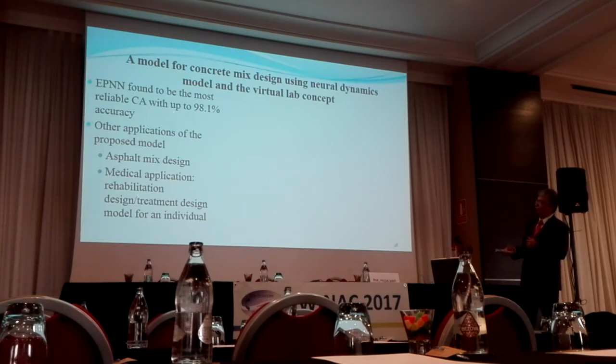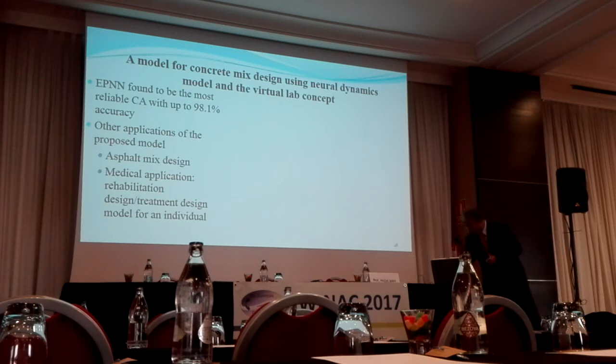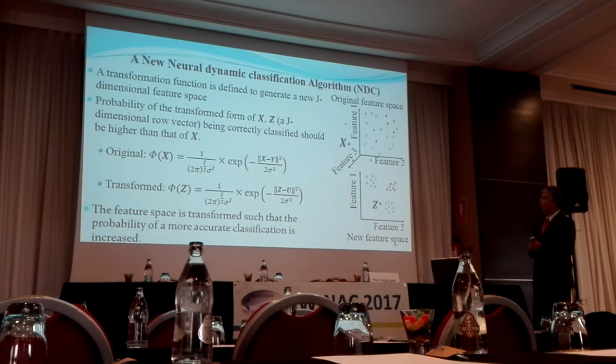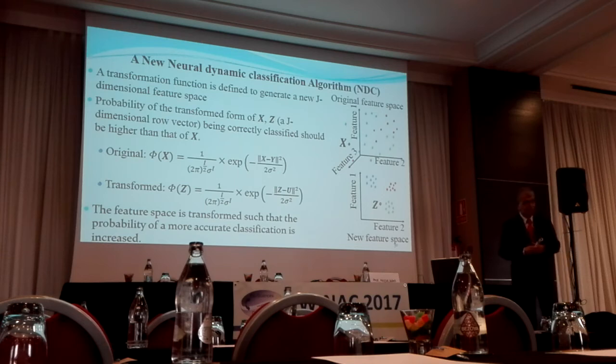So there are other applications. All right, so here comes the best part. I kept the best part for the last. A new neural dynamic classification algorithm, which builds upon the previous research. This is brand new. If you're looking for a brand new classification machine learning algorithm, we got it. And this has not been published yet. It will be published later this year in the IEEE Neural Network Journal.